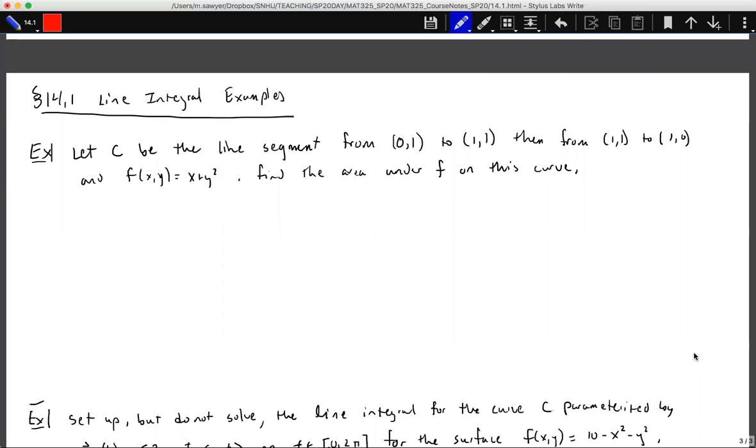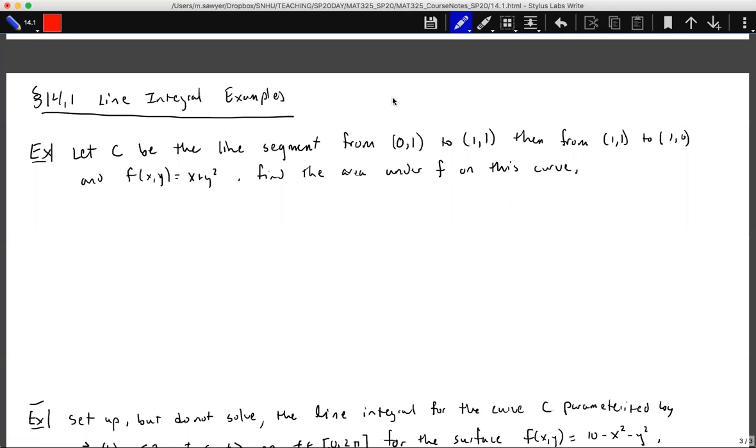Welcome to Calc 3. This is section 14.1, line integrals examples. So let's let C be the line segment from the point 0, 1 to the point 1, 1, and then continuing from the point 1, 1 to the point 1, 0. And let the surface be f of x, y equals x plus y squared. Let's find the area under the surface on this function f.